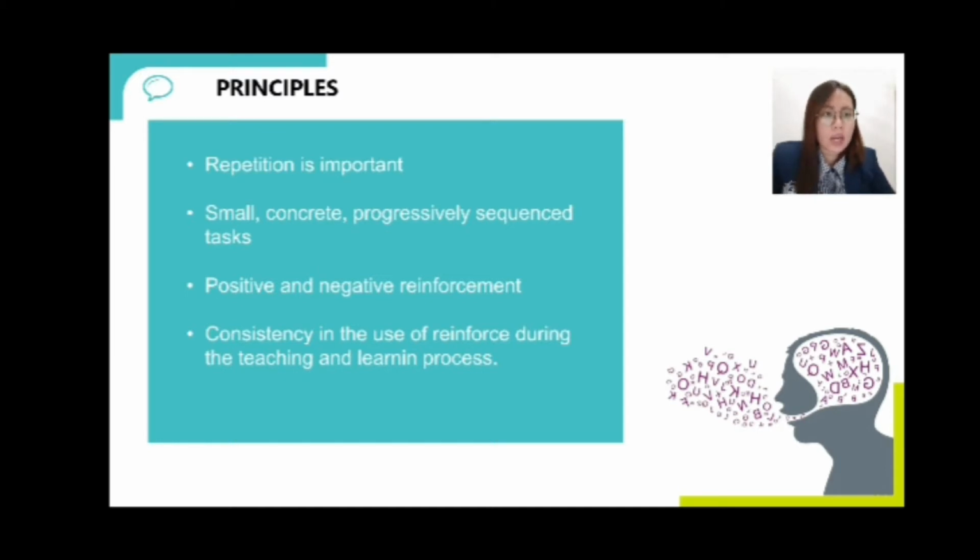Positive and negative reinforcement, with consistency in the use of reinforcers during the teaching and learning process. Habits and other undesirable responses can be broken by removing the positive reinforcer connected with them. Immediate, consistent, and positive reinforcement increases the speed of learning. Once an item is learned, intermittent reinforcement will promote retention. If Danny carried on ringing the bell without food, eventually the dog will stop salivating.